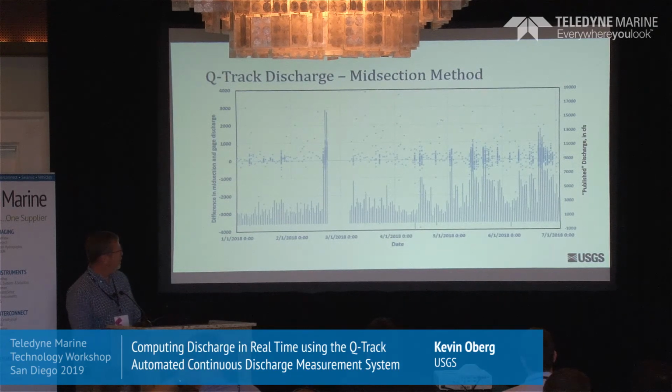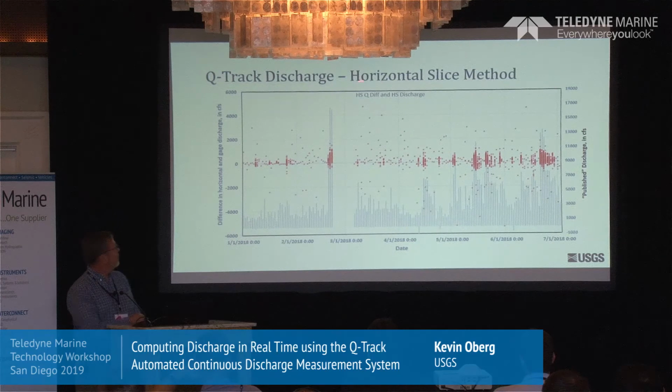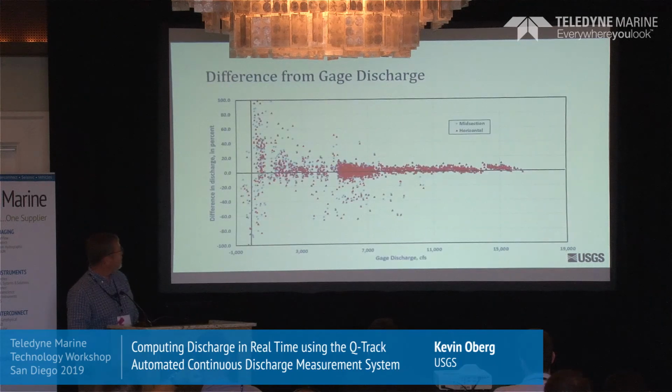If you squint at it, you'll notice that there is a little bit of a bias on the high side or the positive side. If we look at the horizontal slice method, it's the same kind of story. There's very little difference between the two. And this is another way of plotting that, where we look at percent difference for the 2 methods, midsection and horizontal, and compare that versus the published discharge. You can see this more clearly, that there's a tendency to be biased a little high here.